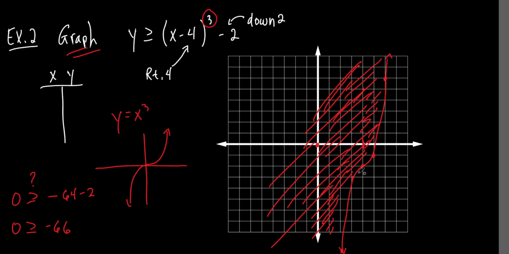You should know where it starts, okay? That should be pretty basic, right? We've talked about that a lot lately, haven't we? So that would be go 4 to the right and 2 down, 4 to the right and 2 down. So that point right there would be 4, -2.